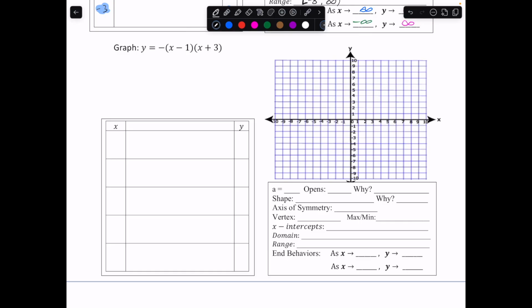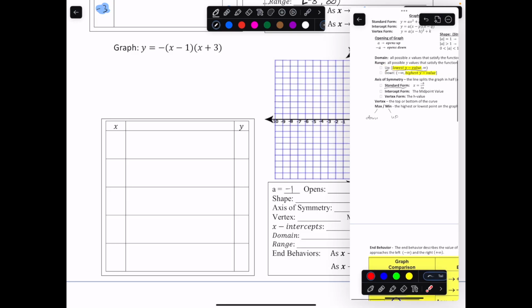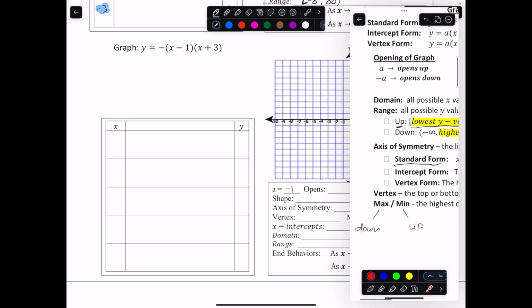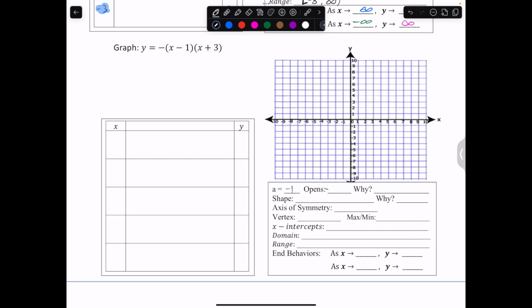Okay, so now before we even do anything, let's point some things out. We can kind of fill out some information without doing much. Like for example, our a value. Well, what is my a value going to be? Well, what number is right here? Well, that would be -1. So what does that tell us about how the graph opens? Well, let's look at our sheet here. If a is negative, that means the graph opens down. Why does it open down? Because a is negative. Okay.